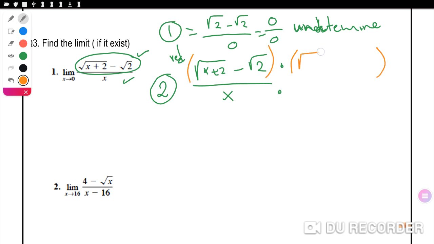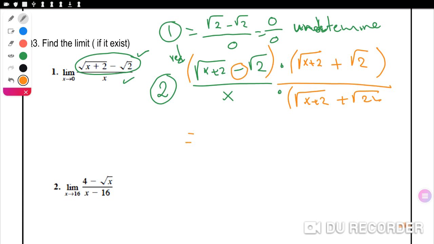What is the conjugate? I write the first term as it is, which is under the root. Instead of minus, I will write here plus square root 2. I keep the terms as they are and change the sign between them. As we multiply the numerator, we multiply the denominator to keep the function without any change. Okay? That is the redefine. The first step, substitute. The second one, redefine the function using the rationalizing technique.